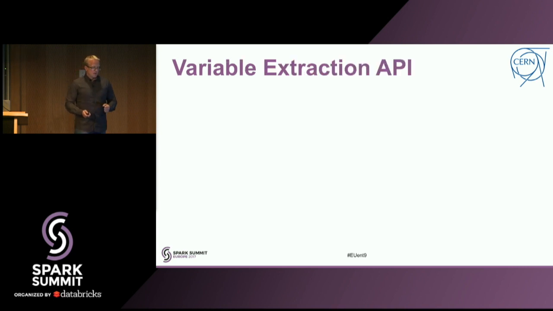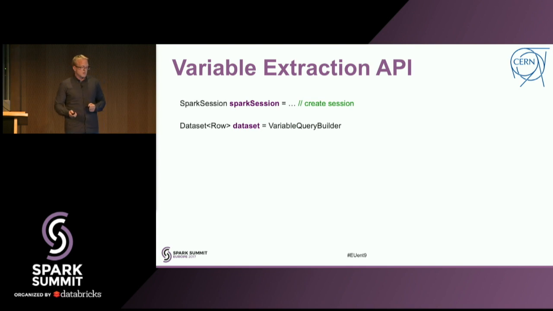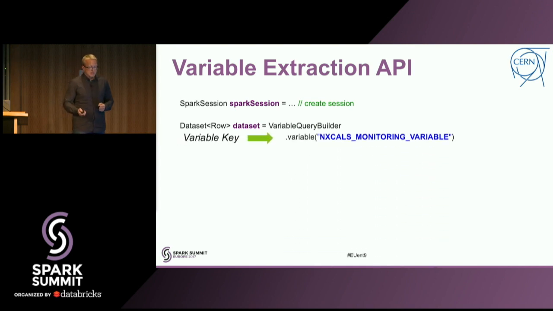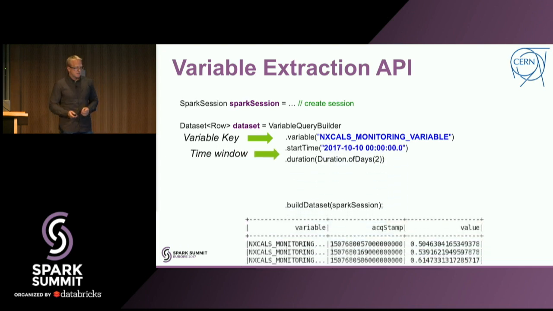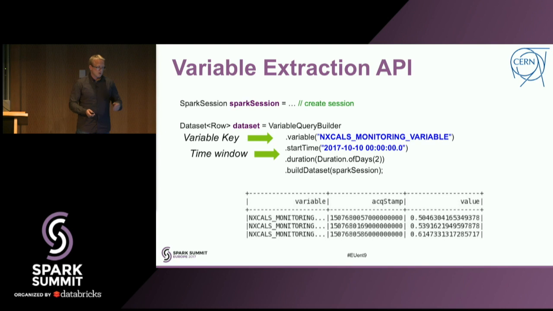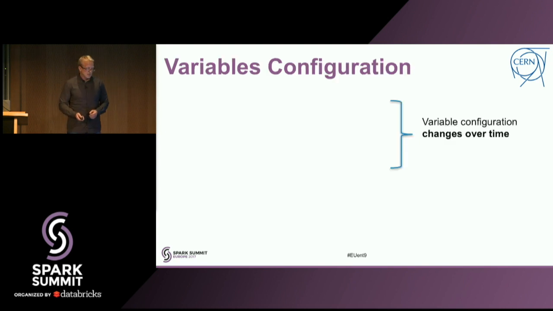So, kind of symmetrically to the entity extraction API, we have this variable extraction API, which you can maybe guess is quite similar. You specify a variable key. In this example, you don't give a system, because this variable can point to many entities from different systems over time. Then you specify the time and you just extract it. You build a data set, of course, and you can do different operations on this data set.